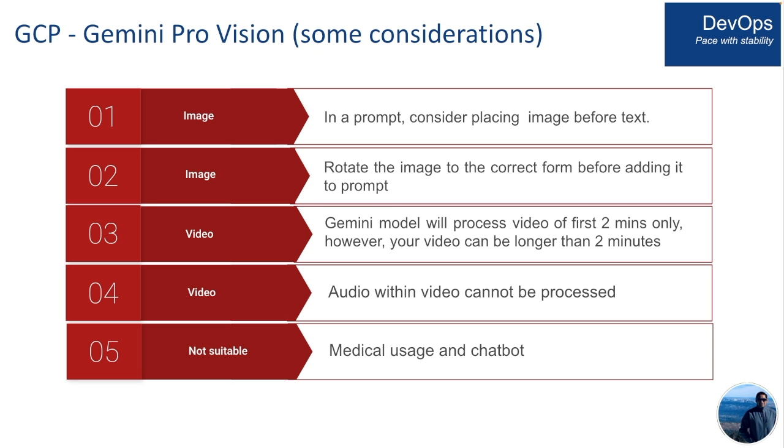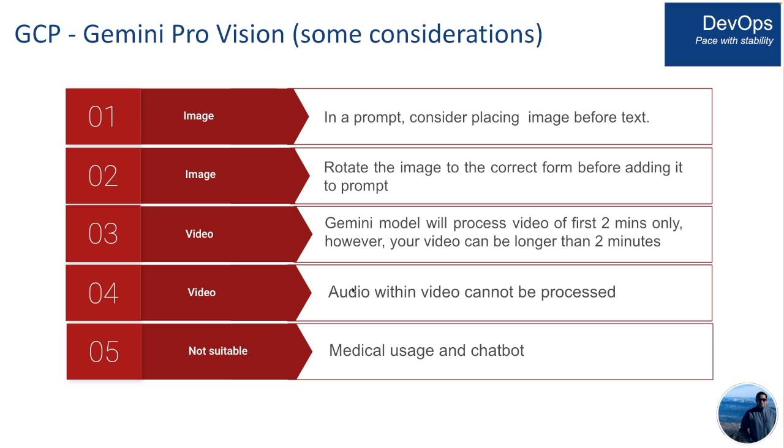A few things to consider when we use the Gemini-Pro-Vision model: one, in a prompt, consider placing the image before text. If you are using Vertex AI Studio, this is one thing to consider. Also, rotate the images to the correct form before adding them to the prompts. From the videos perspective, the Gemini model will process only the first 2 minutes of the video. Even if you provide a video of 10 minutes, it is only going to process the first 2 minutes. Also, the audio within the video cannot be processed.